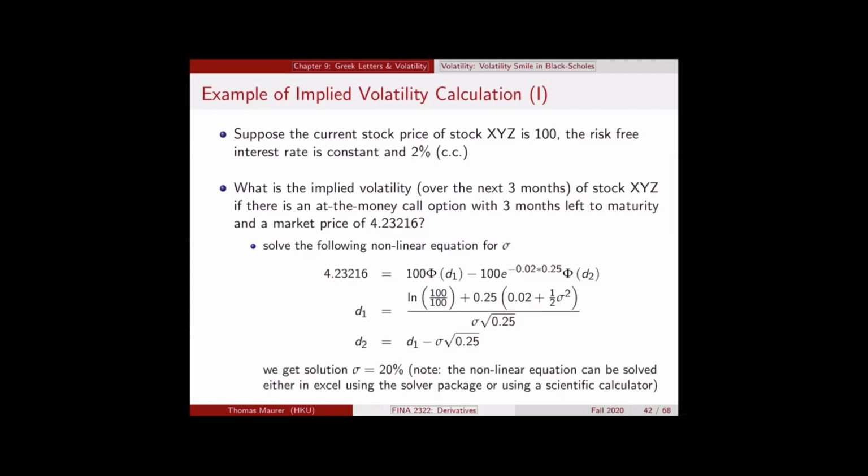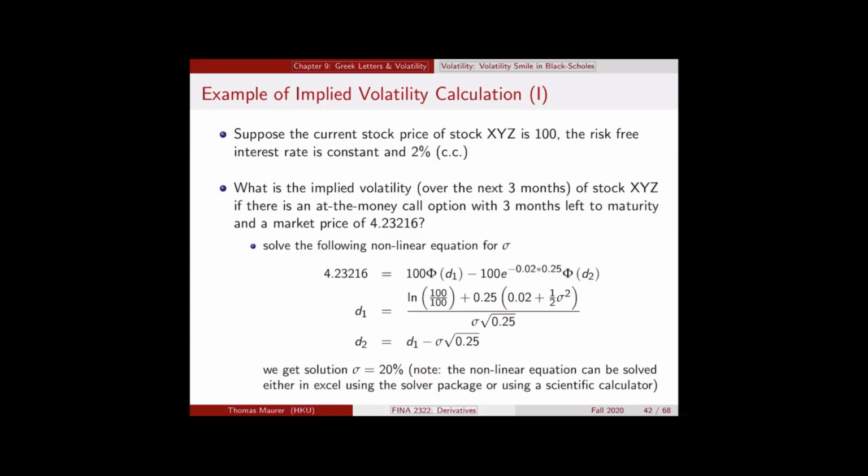This numerical algorithm in Excel, or in some other software package, basically tries different values for volatility until this equation is satisfied. Now if you do that, what you will find is that sigma is equal to 20%. You can verify that: plug in 20% for sigma here, here and here, and you will see that this equation indeed holds.